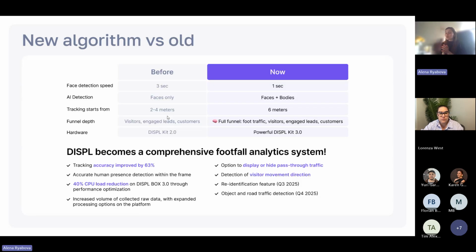What I want to highlight, Lorenzo, do you want to talk about it a little bit?